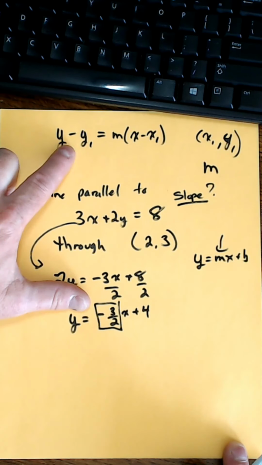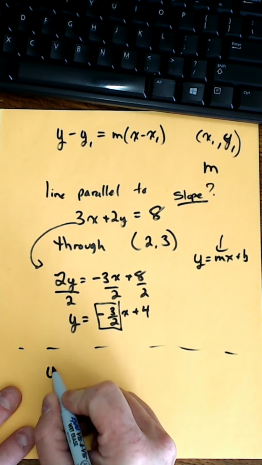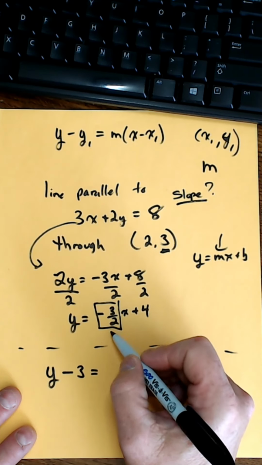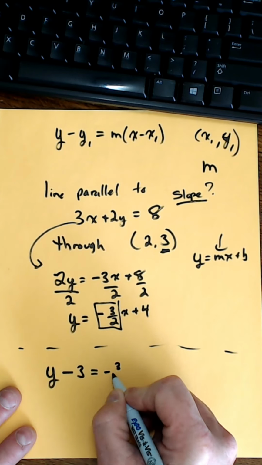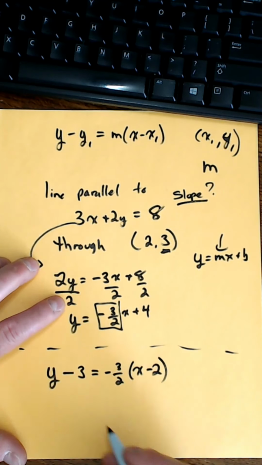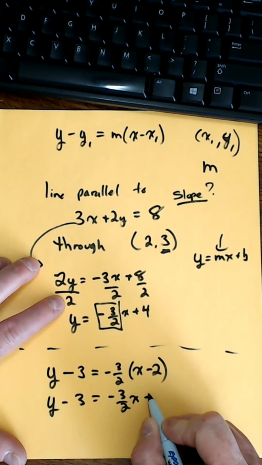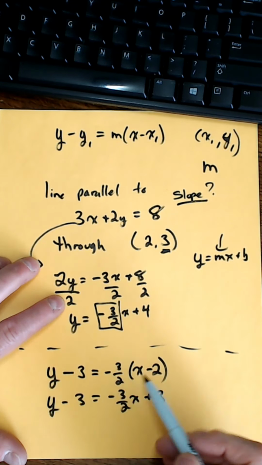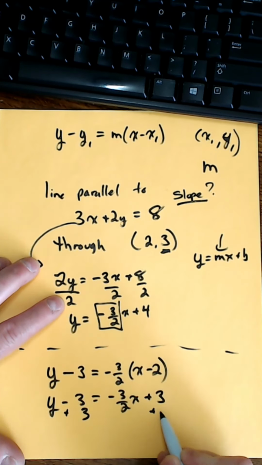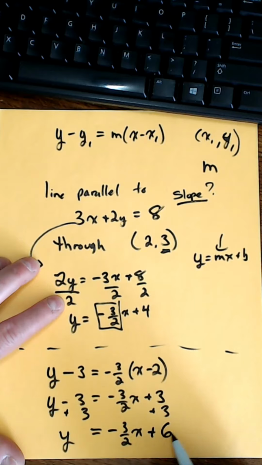So now I'm going to go back to my point slope formula to generate the equation of the line. I'm going to go y minus, I'm going to use this value of 3 right here, and that's equal to, parallel is -3/2, and I'm going to get x minus 2. And then I'm going to multiply this out. I'm going to get -3/2 x plus 3. If I do -3/2 times -2, that's going to give me +3. And then I'm going to add 3 to both sides, and I'm going to get y is equal to -3/2 x plus 6.